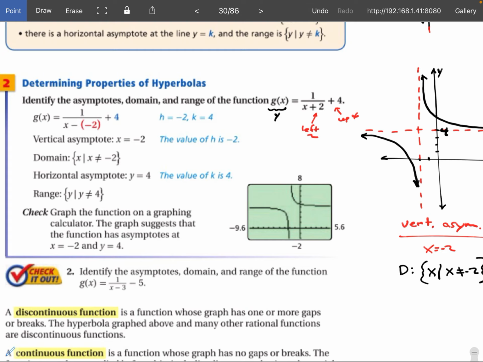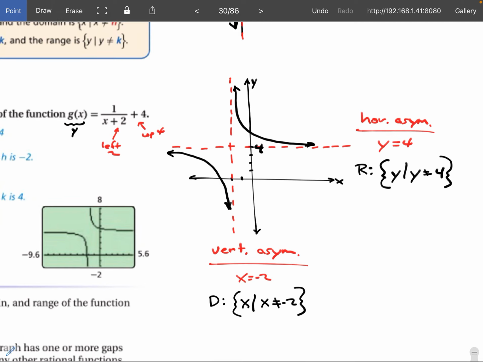We were supposed to identify the asymptotes. We did that. The domain and the range. And they didn't tell us to graph it, but I think it makes sense to go ahead and sketch it because you can read the information right off the graph. You can see that's what they did right here on a graphing calculator, is that same graph that I drew.